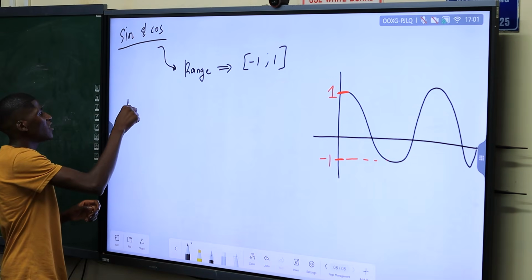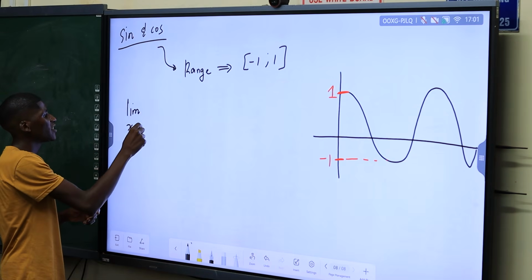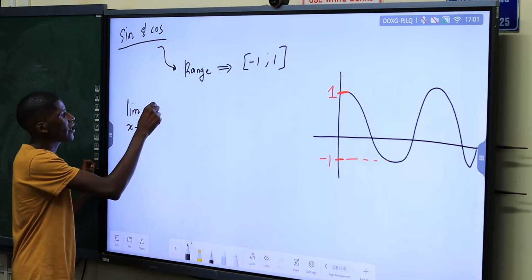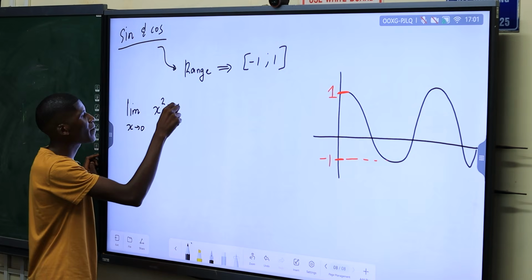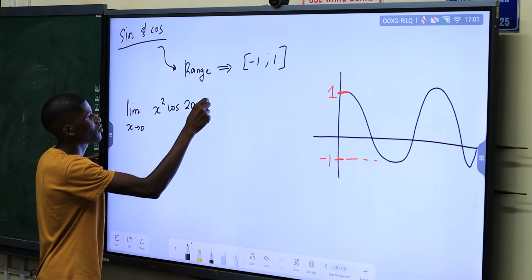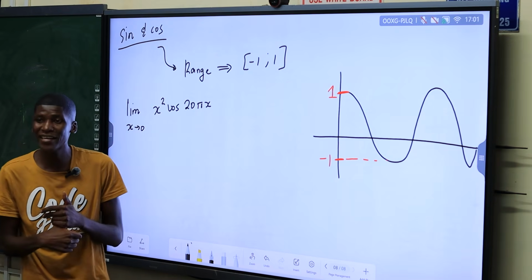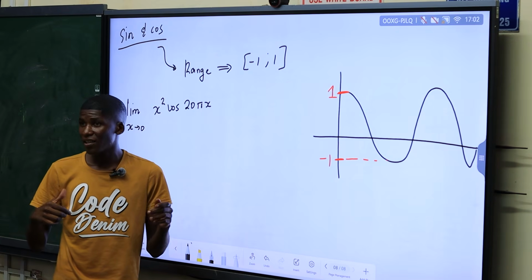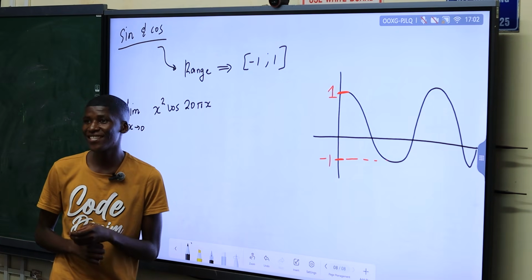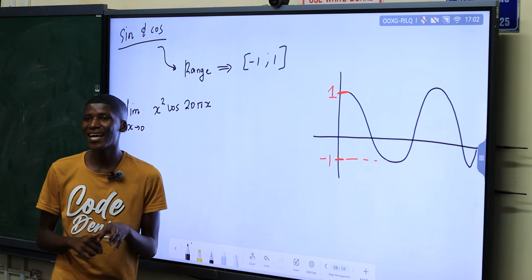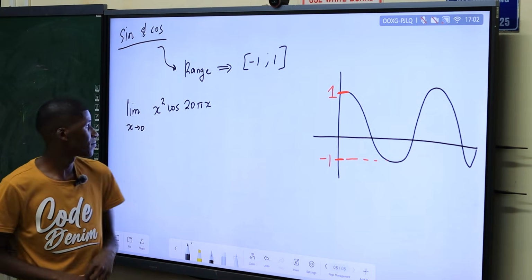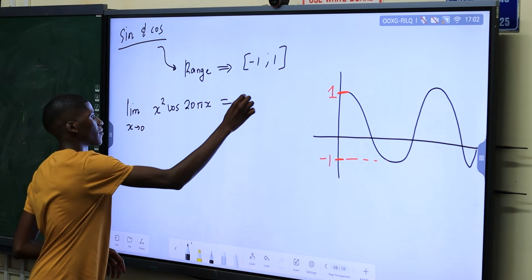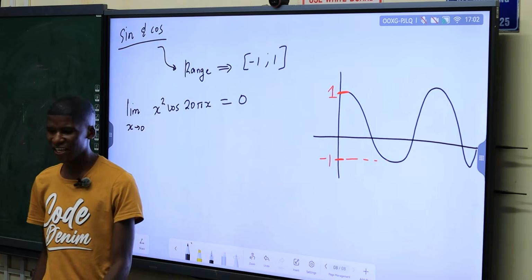So when you are given a function that has to do with cos, for example, the limit as x approaches 0 of x squared cos of 20 pi x. And just note these are radians, right? Pi over 2 radians is 90 degrees. Pi radians is 180 degrees. We don't use degrees anymore. All right.